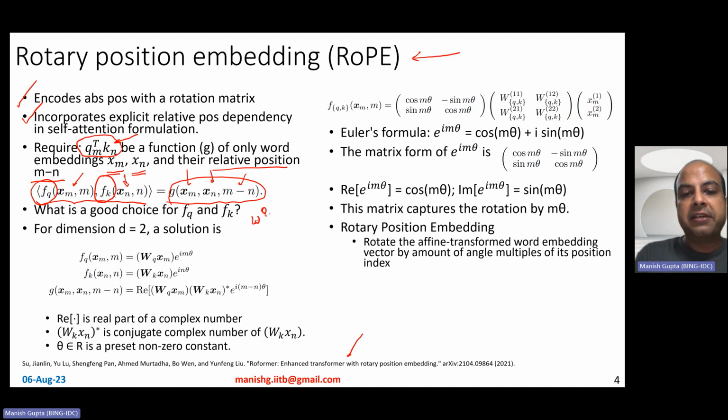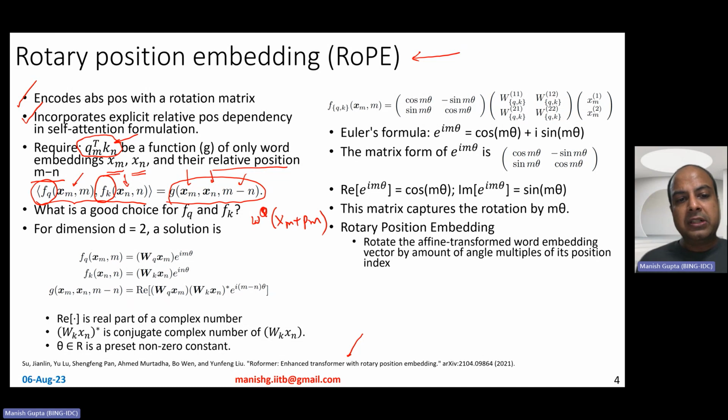For FK, a good choice is FWQ into XM plus PM, right? So that's what the standard transformer paper said, and similarly, they defined FK. But what does RoPE do? Okay, so we'll talk about what RoPE does in 2 parts. One, which is there on this slide, and the second part, which will be there on the next slide.